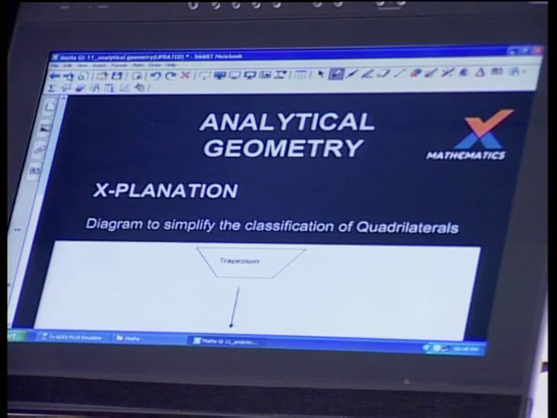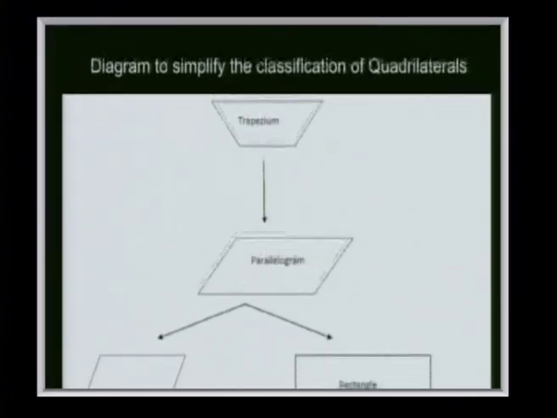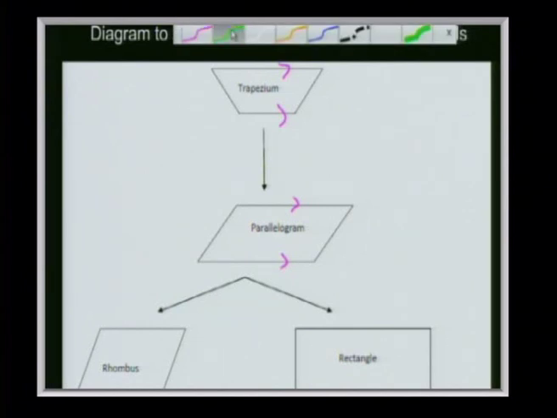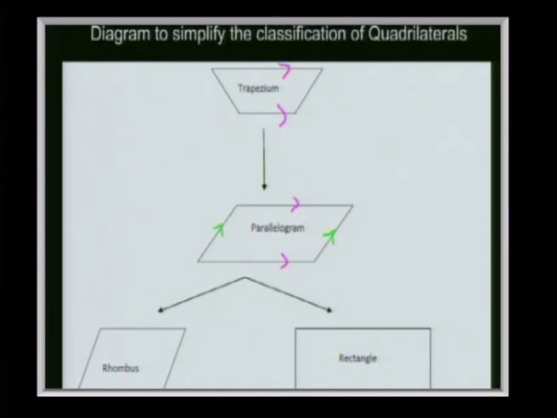What I've done is I've set up a little diagram to help with classification of quads. If you can remember the way this happens, it's going to assist you to remember all the little bits and pieces that happen. We start off with a trapezium, and we remember trapezium, one pair of opposite sides parallel. Now what happens if I have one pair of opposite sides parallel and I add to that the other pair of opposite sides also parallel? Well, yep, it becomes a parallelogram.